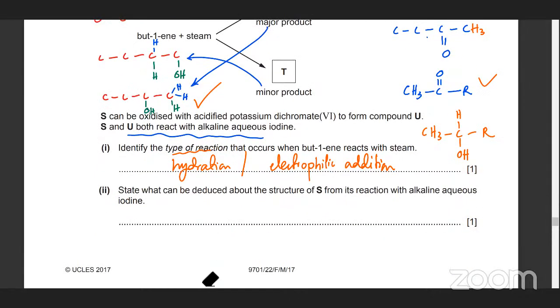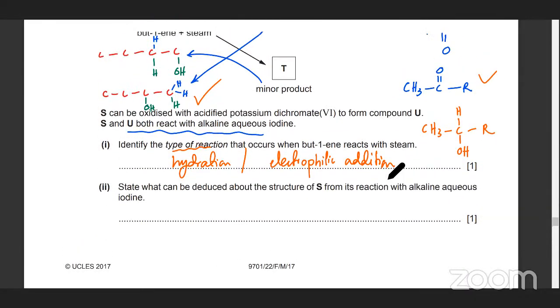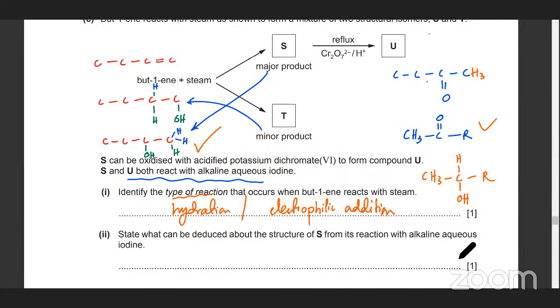So, what can be deduced about the structure of S from its reaction with alkaline aquacidine? We've already done all of it. So, what does alkaline aquacidine tell you? It tells you that this thing is present. Either of this. There's either a methyl ketone, or there might be a methyl next to CHOH. So, you're going to write that it contains either of these two structures.